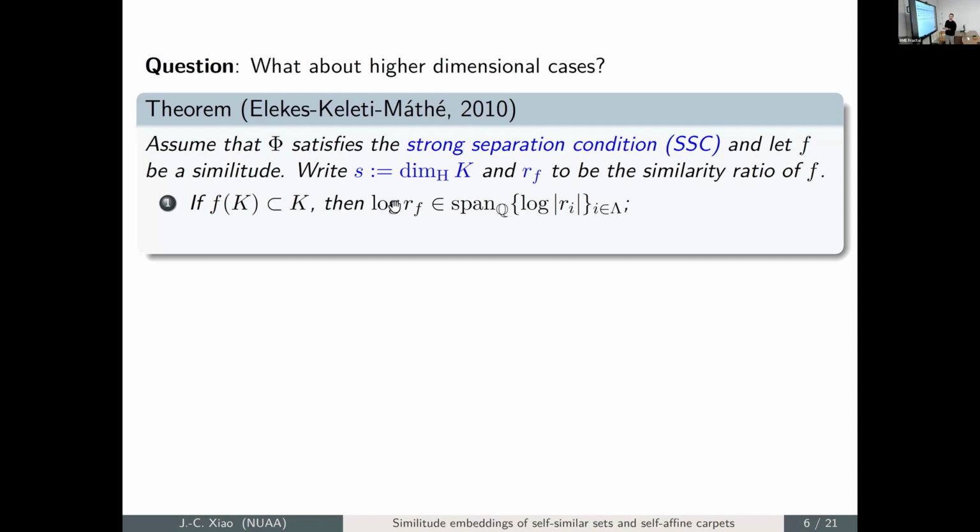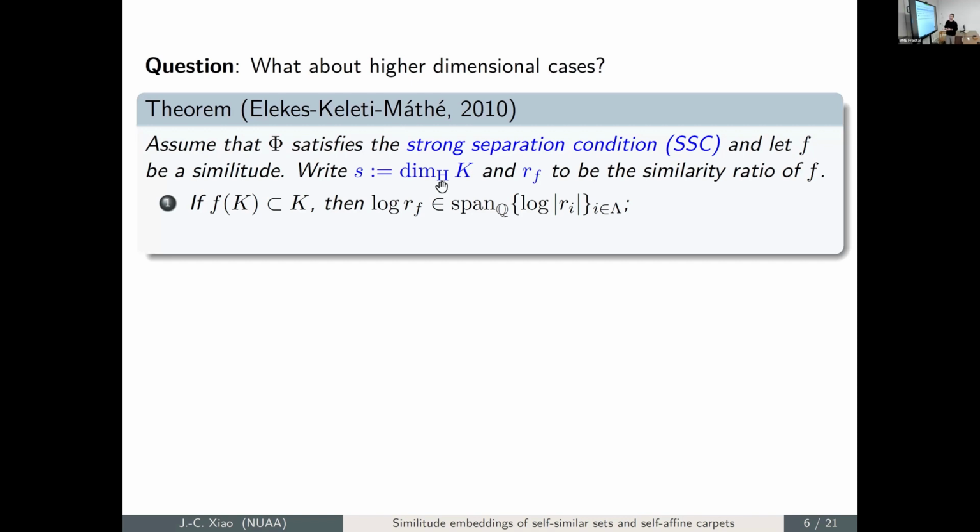That is, the log of the contraction ratio of F should be a rational linear combination of those log of contraction ratios in the original system. So in particular, if the original IFS is homogeneous, then all of these R_i are a common R. And in that case, R_F should be a rational power of that ratio R.